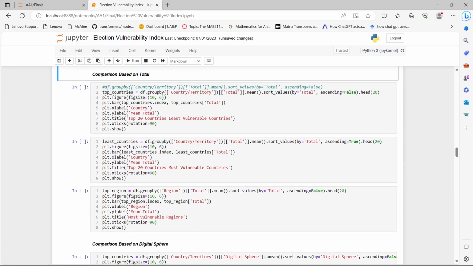Now we are going to make some comparisons based on the total. So we will first have the total, and the first one is about the top countries, and the second one is about the bottom 20. Then the next one is about by region, the top by region. So let's execute this one.